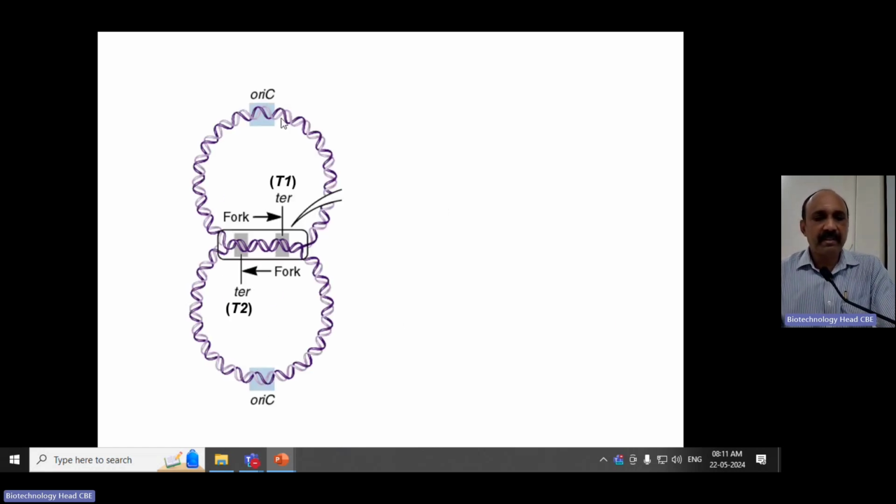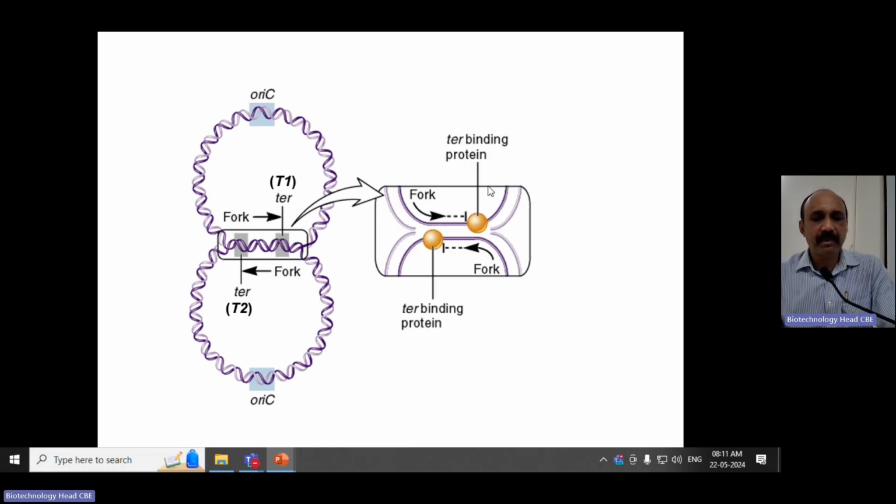This happens when the opposite ends meet together. This termination 1 sequence will not allow forks moving in the clockwise direction. And the termination sequence 2 is in the opposite direction, so it will not allow forks moving in the counterclockwise direction, and TER1 will not allow the clockwise direction. So the replication will stop here.